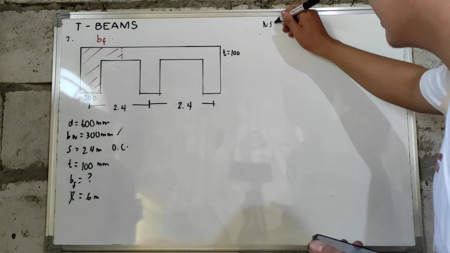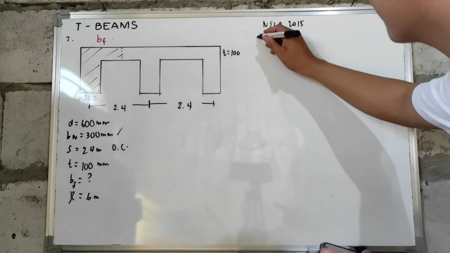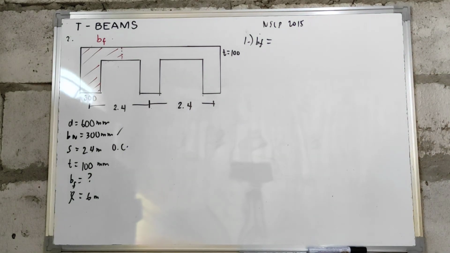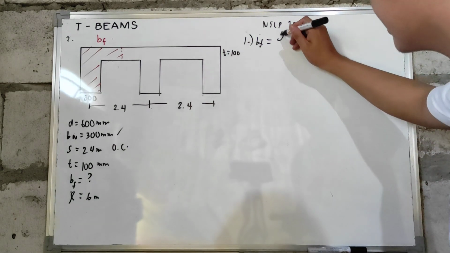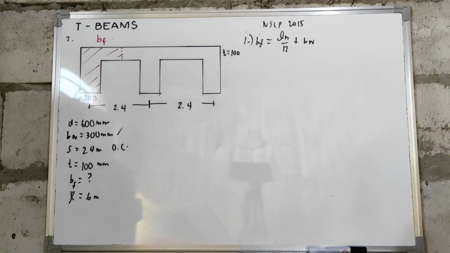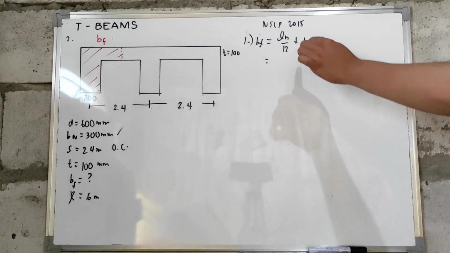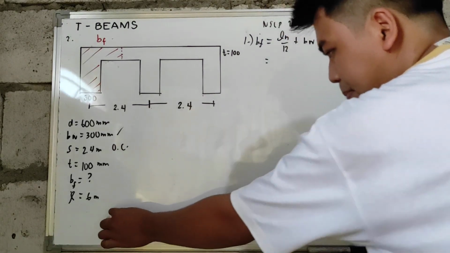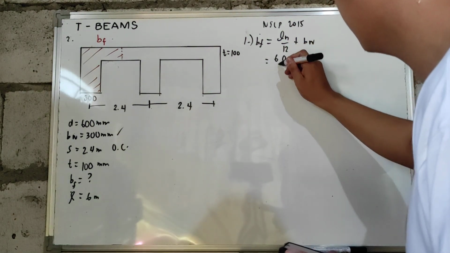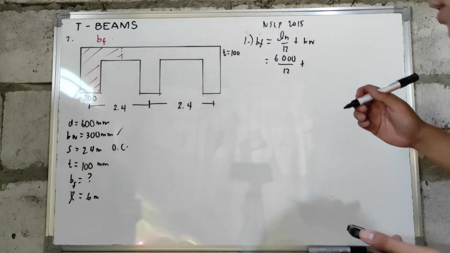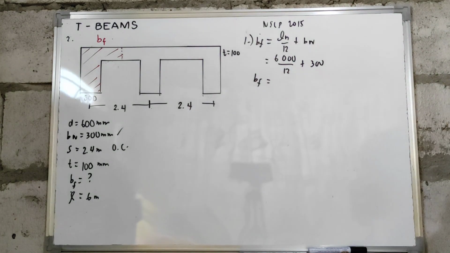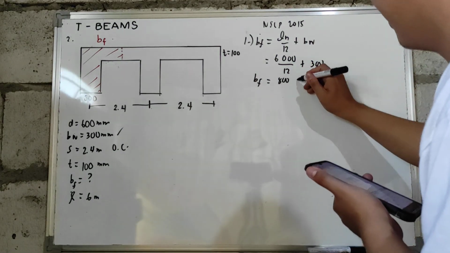So, dealing with NSCP 2015 provision in finding the value of your B sub F, first criteria: B sub F is equal to the clear span over 12 plus the width of your web. For this one, since wala naman tayong given na clear span, yung given lang is span ng beam natin. So, eto na yung adapt natin. So that is 6,000 over 12 plus yung width ng web natin, which is 300. So B sub F is now equal to 800 mm.